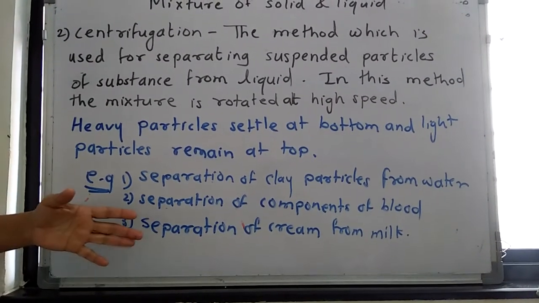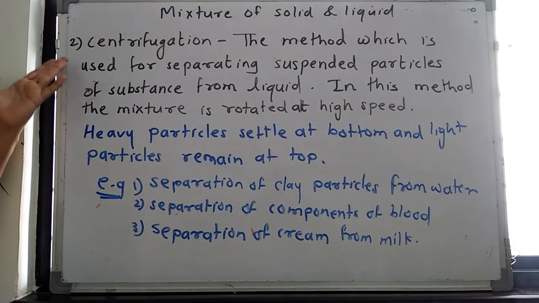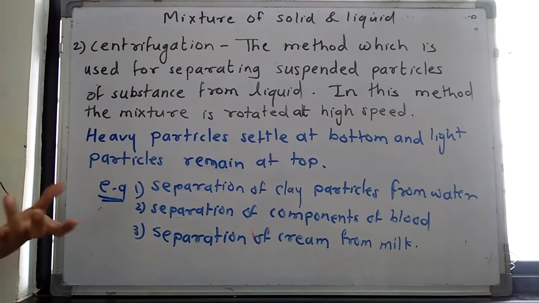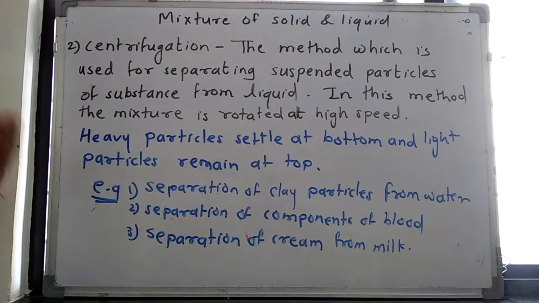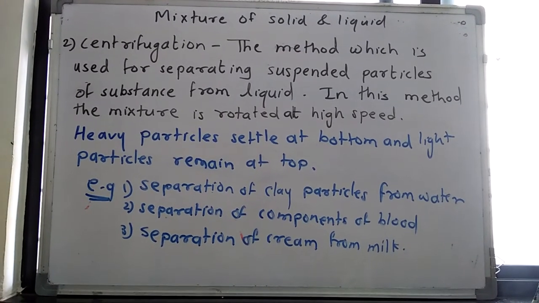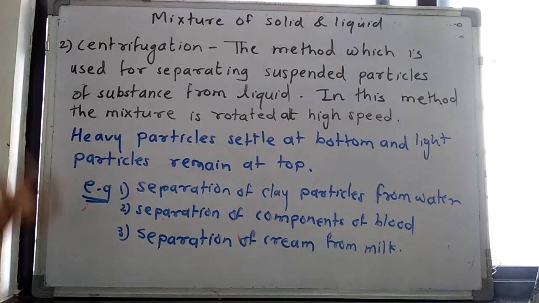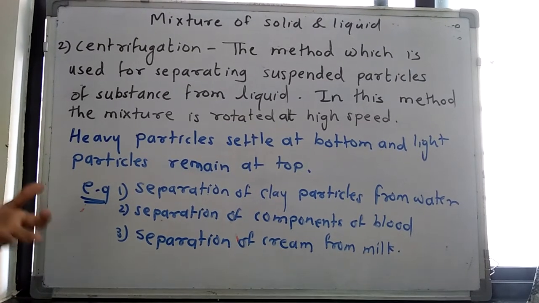What do we do? Churning. Churning is the simple way of centrifugation. In churning, what happens? When we churn the yogurt, butter comes up and buttermilk settles at the bottom. So buttermilk is heavy and butter is light in weight. That is nothing but churning.